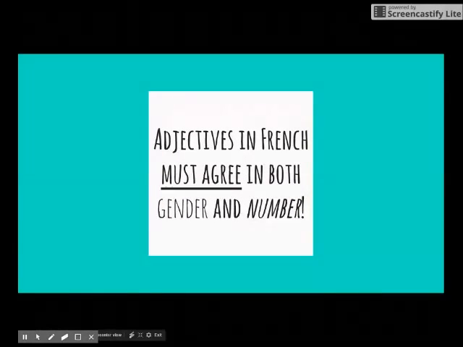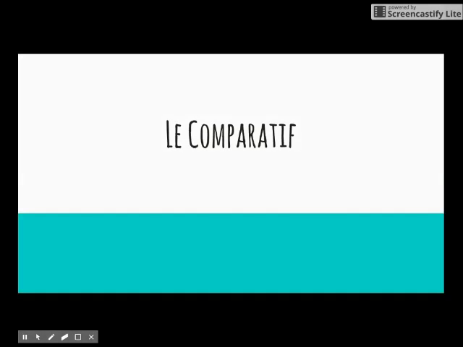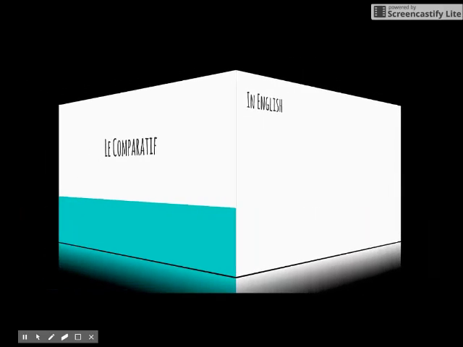We also know that adjectives in French must agree in both gender and number, right? So it has to agree masculine, feminine, and it has to agree whether it is singular or plural. We must do both of those things to make our adjectives agree with the noun that it modifies. But today we're going to be focusing on le comparatif. What happens when we want to compare two things using adjectives?